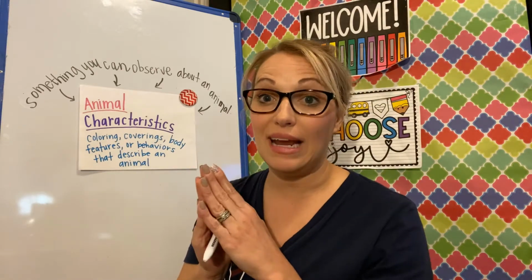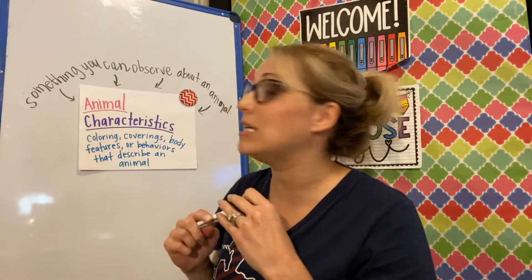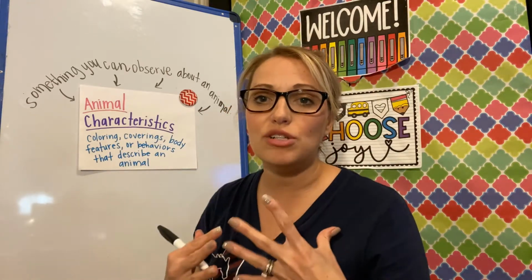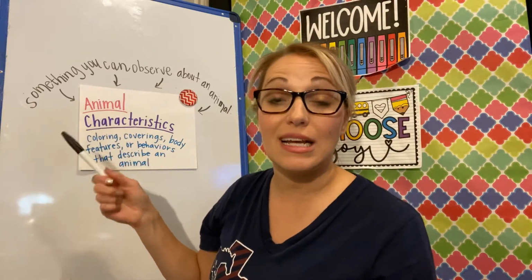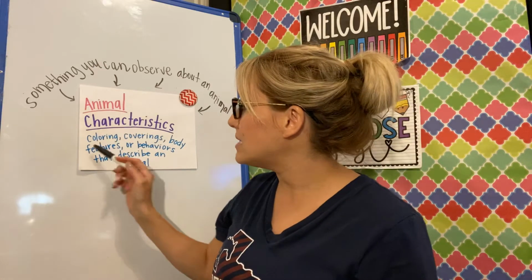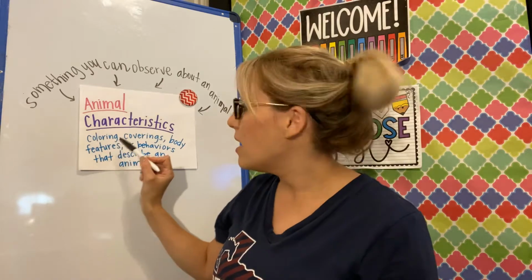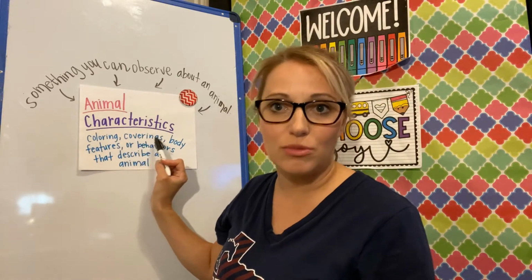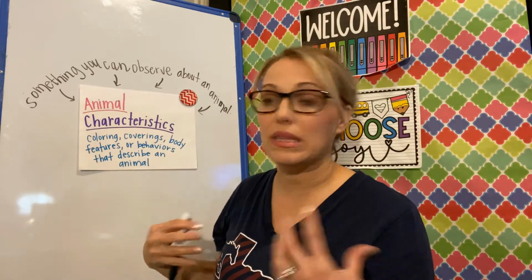First of all, we know what an animal is, but what is a characteristic? A characteristic is something that you can observe, and usually with your senses. And specifically, an animal characteristic is something that you can observe about an animal. So it says here, the coloring. So we can observe the colors of animals. We can observe the coverings of animals. Do they have feathers? Do they have scales? What do they have? What are they covered with?